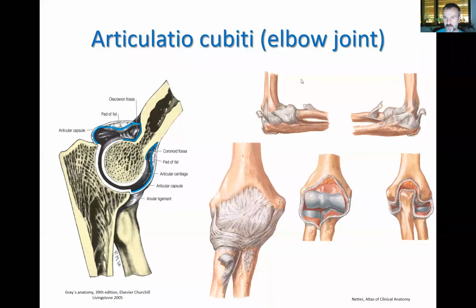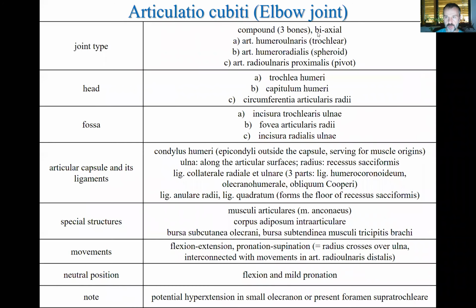So it's a compound joint, compound of 3 joints. As you can see, these joints are each different. Humero-ulnar is trochlear. Why? The head is trochlea, and when it's a trochlea, it has to be a trochlear joint, and for that, the fossa is the trochlear notch of ulna, which we can see then.